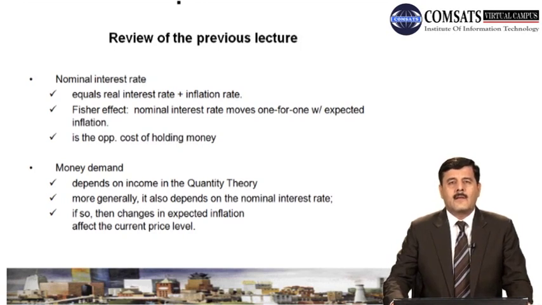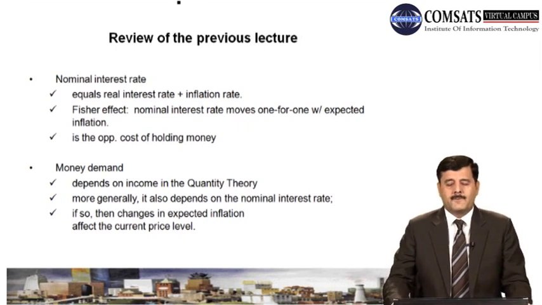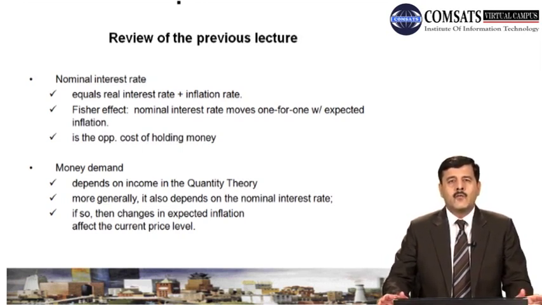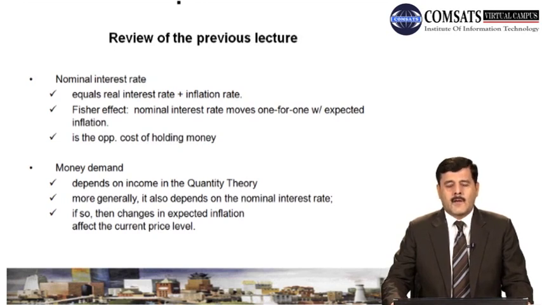We said that real variables are given in the long run, so we can establish a one-to-one relationship between the nominal interest rate and the expected inflation in the economy. This one-to-one relationship between nominal interest rate and expected inflation is known as the Fisher effect. Now they both variables move in the opposite direction, negatively related. Suppose if there is an increase in the expected inflation in the economy, this will lead to a decrease in the nominal interest rate in the country.